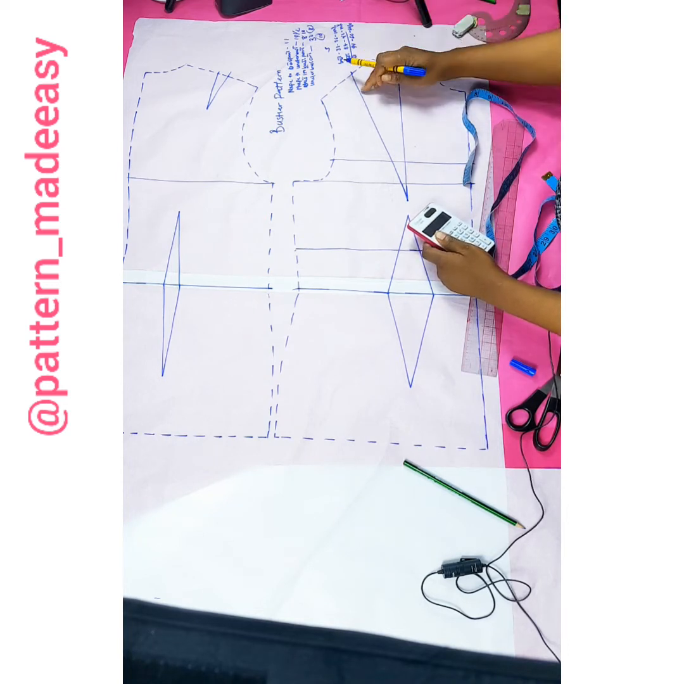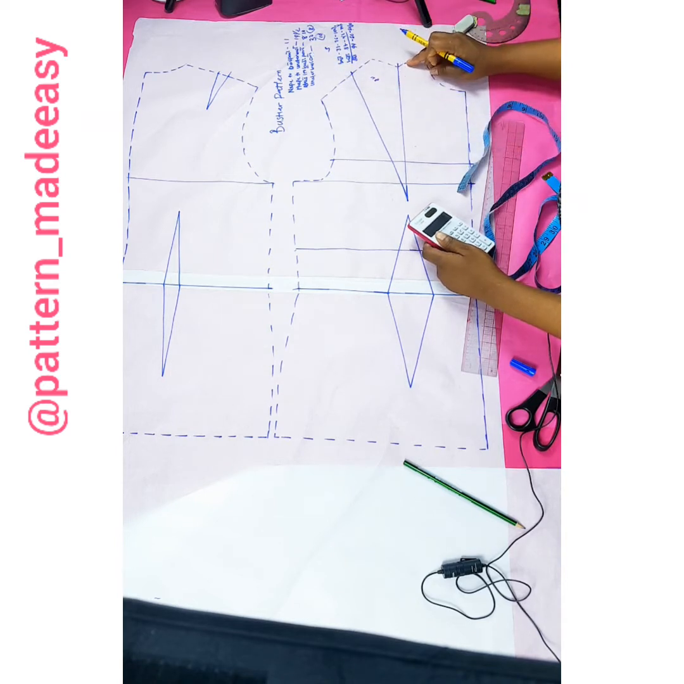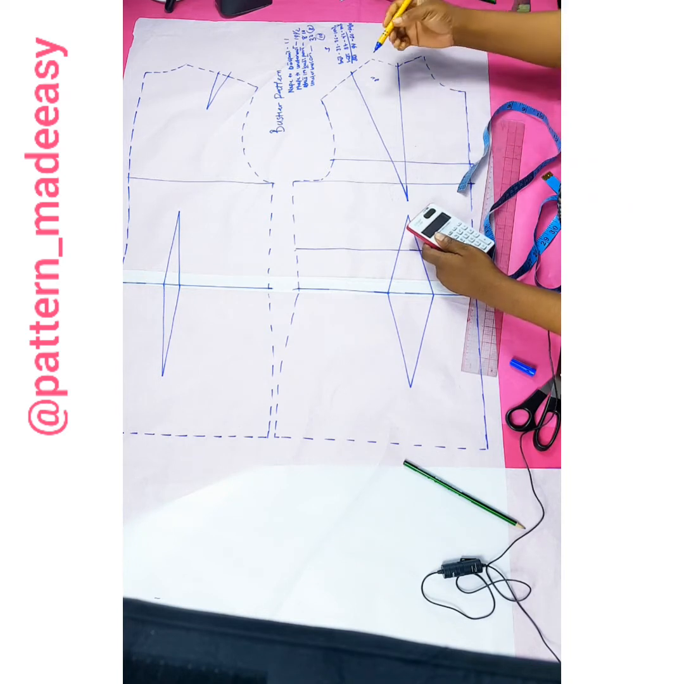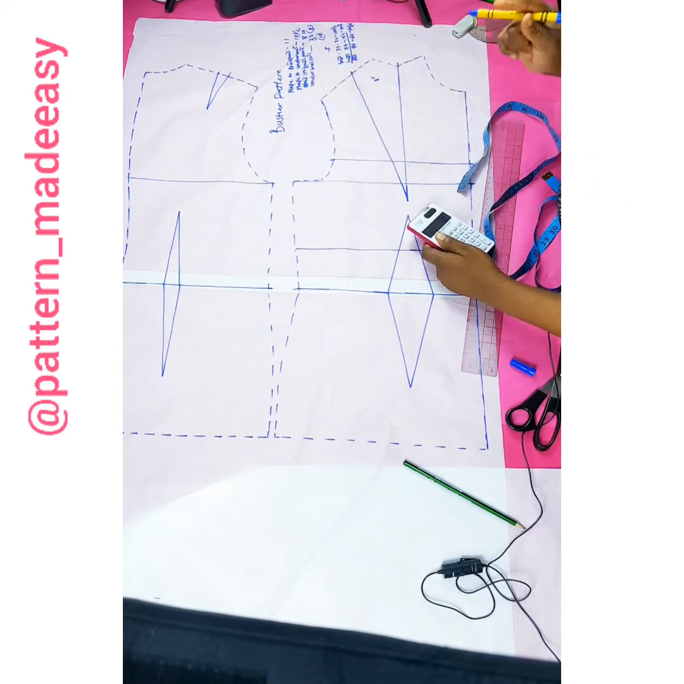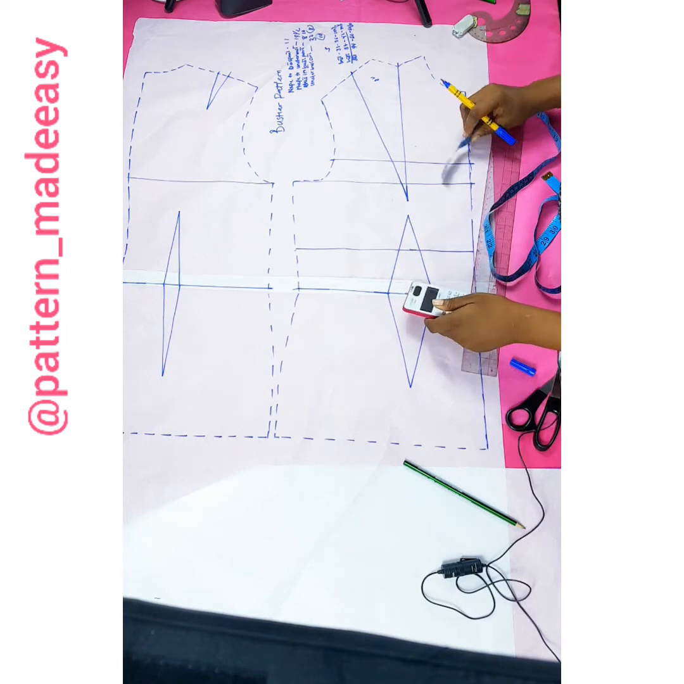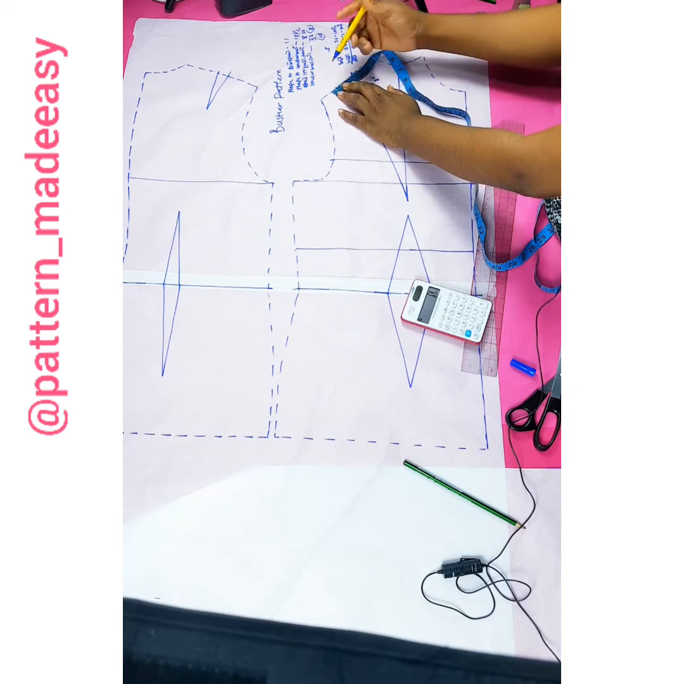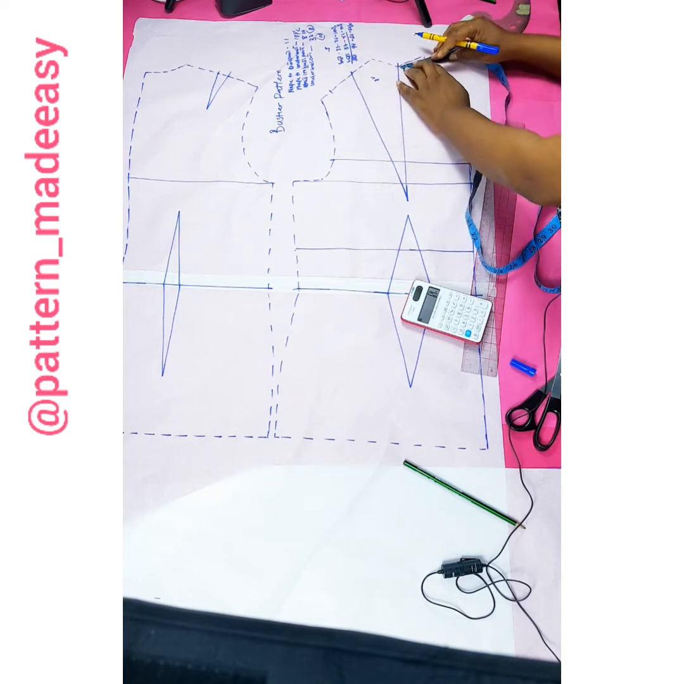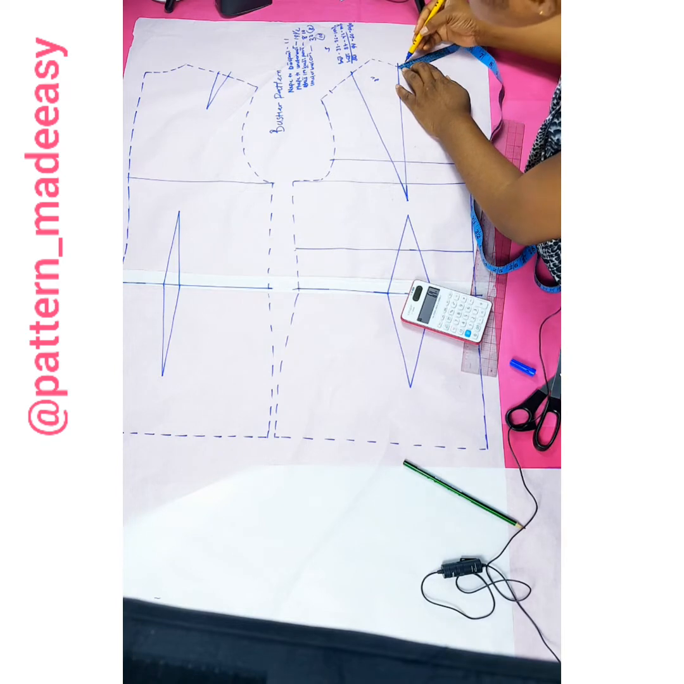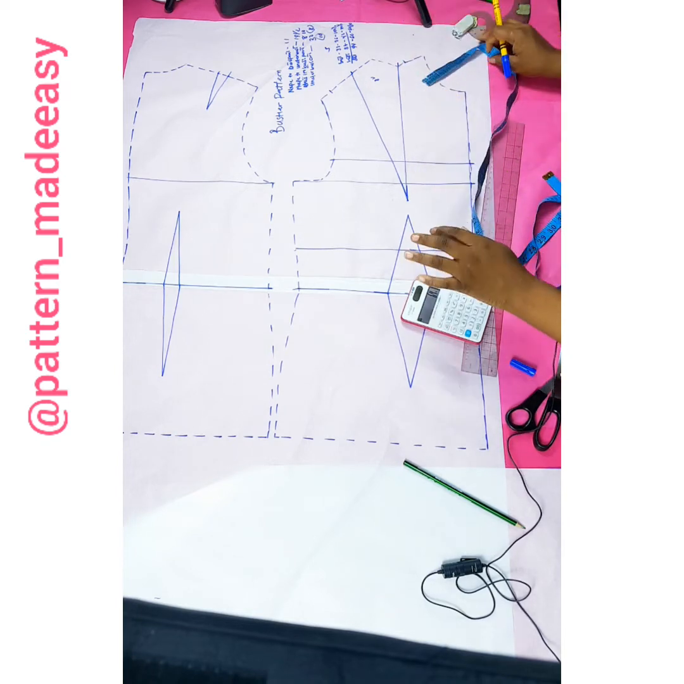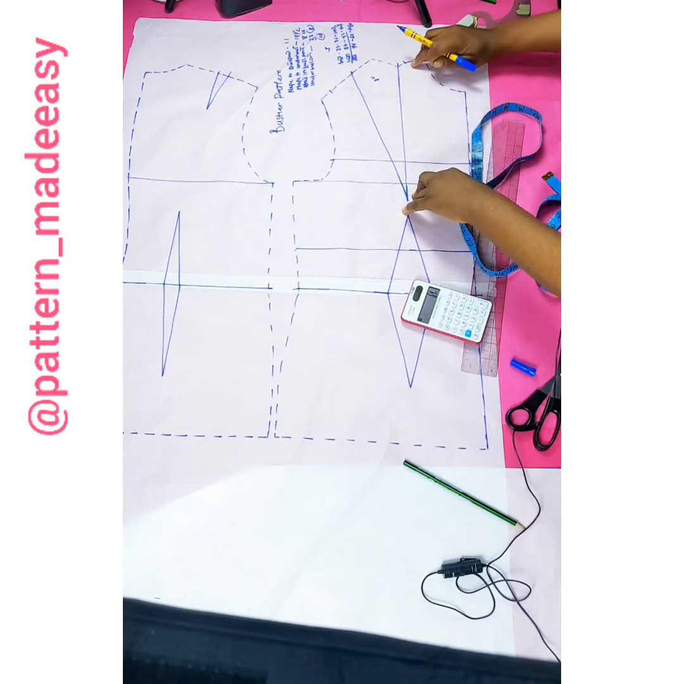The dart leg towards the armhole gets the bigger circumference, while the dart leg towards the central front gets the smaller circumference. I repeat it. The dart leg towards the armhole gets the bigger circumference, while the dart leg towards the central front gets the smaller circumference. I'll input 5 centimeters here and 1.4 over here. So this is how I do it.